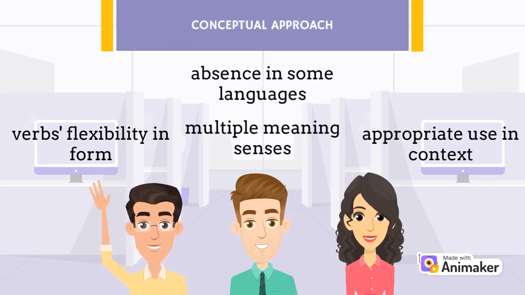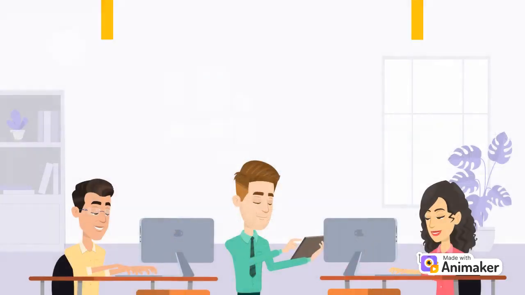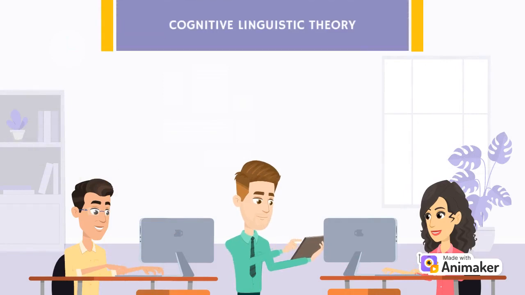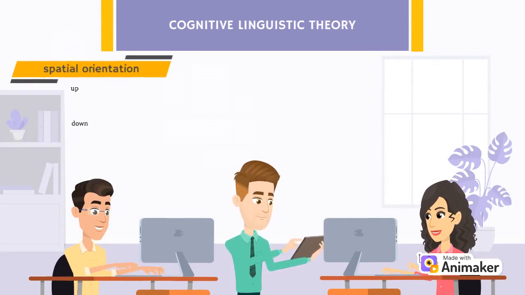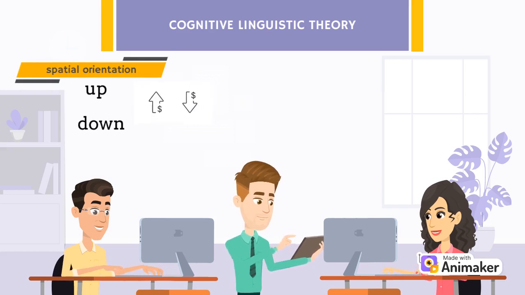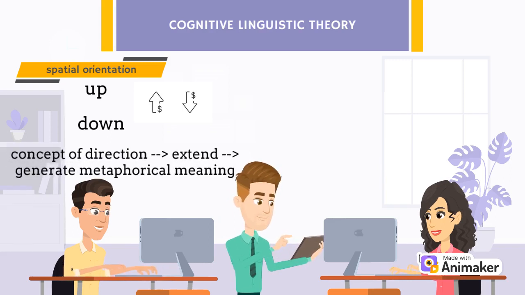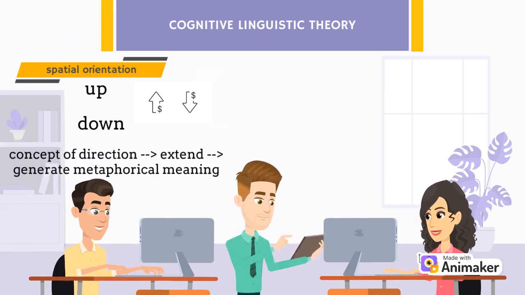Research suggests a conceptual approach to tackle phrasal verbs learning. This conceptual approach is underpinned by cognitive linguistic theory that suggests humans use language as a tool to describe their various physical experiences in the world. Spatial orientation, such as up and down, is the essential experience derived from the human senses. People use orientational particles like up and down to help them visualize the surrounding space. They also extend the interpretation of these particles to convey the metaphorical meaning generated from the concept of direction.